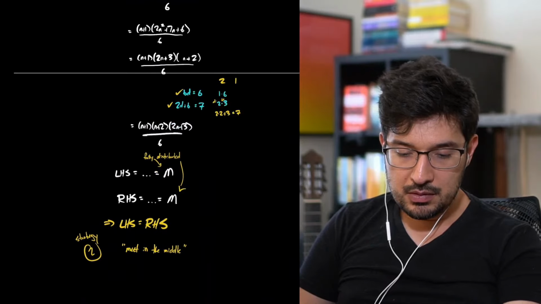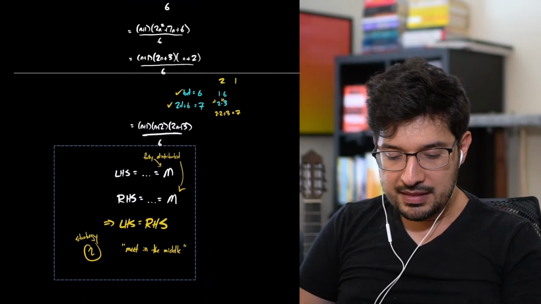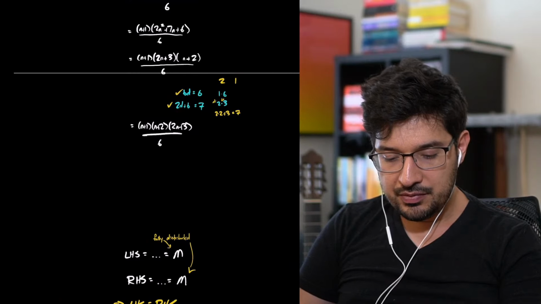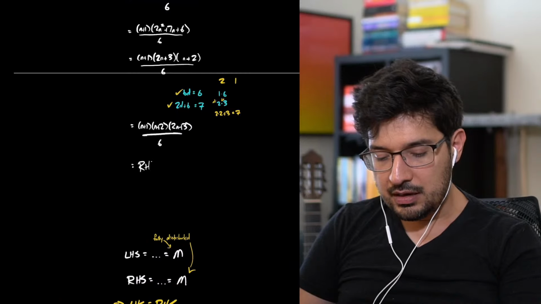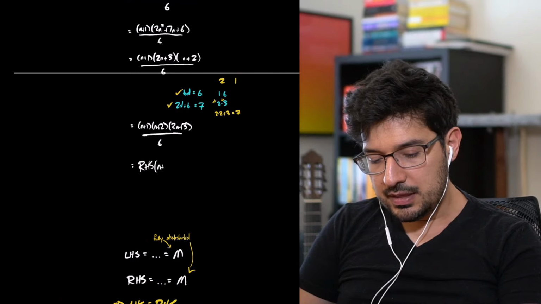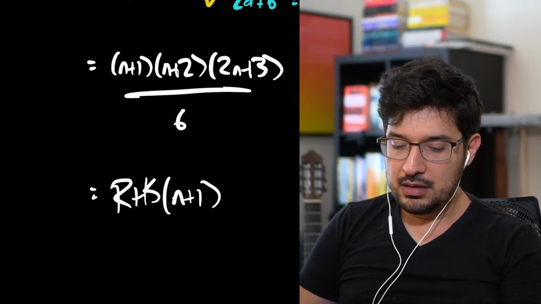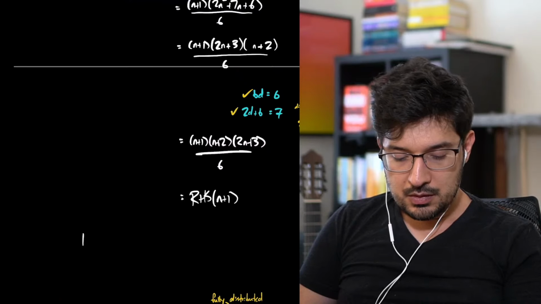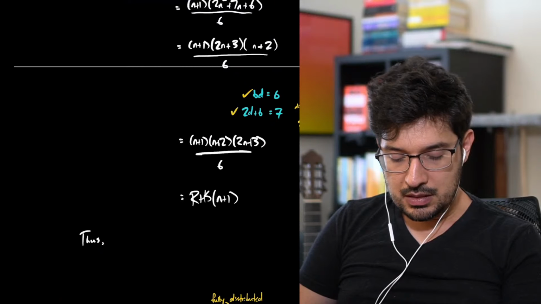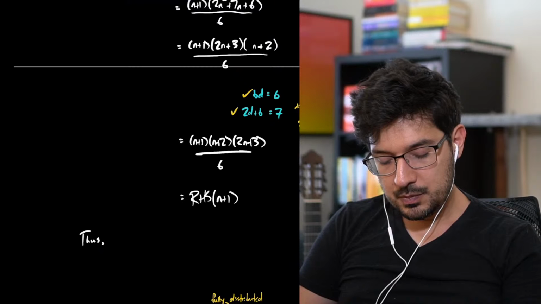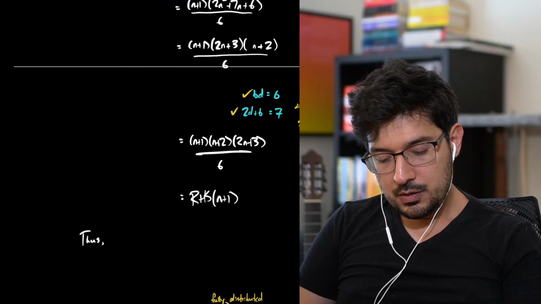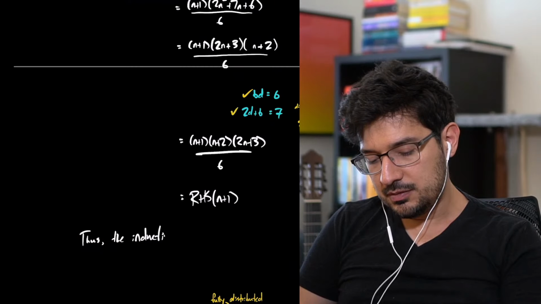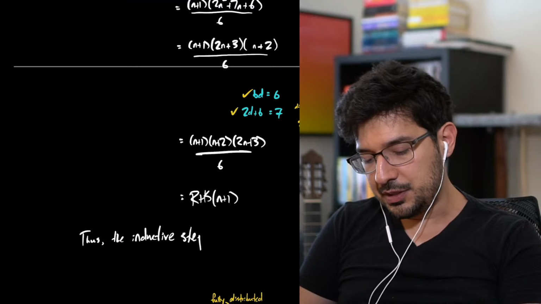Anyways, at this point, now this is the right-hand side with n equals n plus 1. Thus, the inductive step is done, and we're complete.